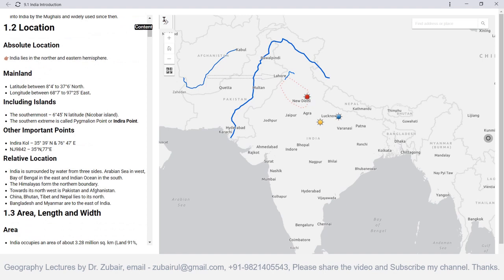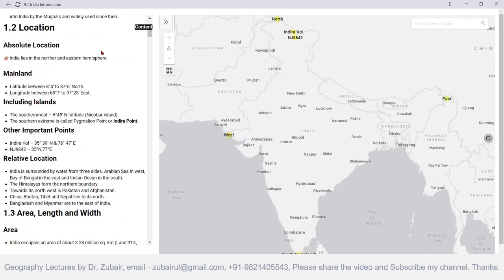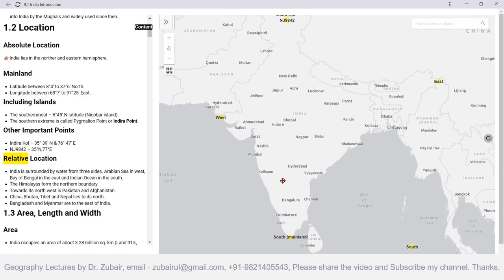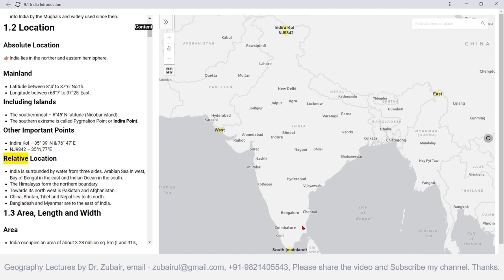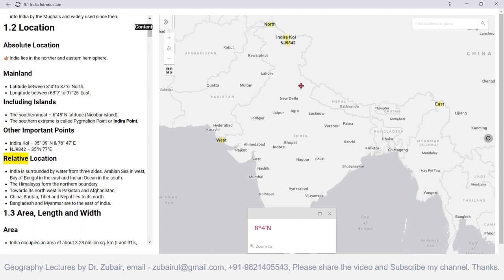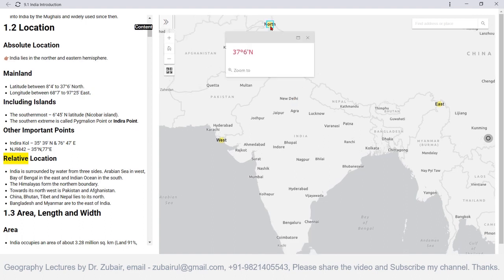Now let's talk about the location. There are two types: one is absolute location, the second is relative location. In absolute location, we talk in terms of latitude and longitude, and absolute location can be explained in terms of the mainland or including the islands. As far as the mainland is concerned, the southern part is 8 degree 4 minutes, and the northern part is 37 degree 6 minutes.